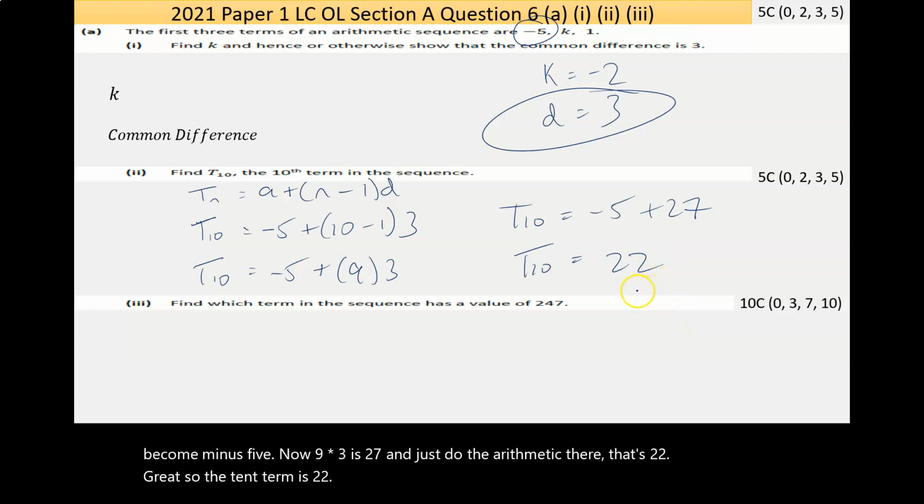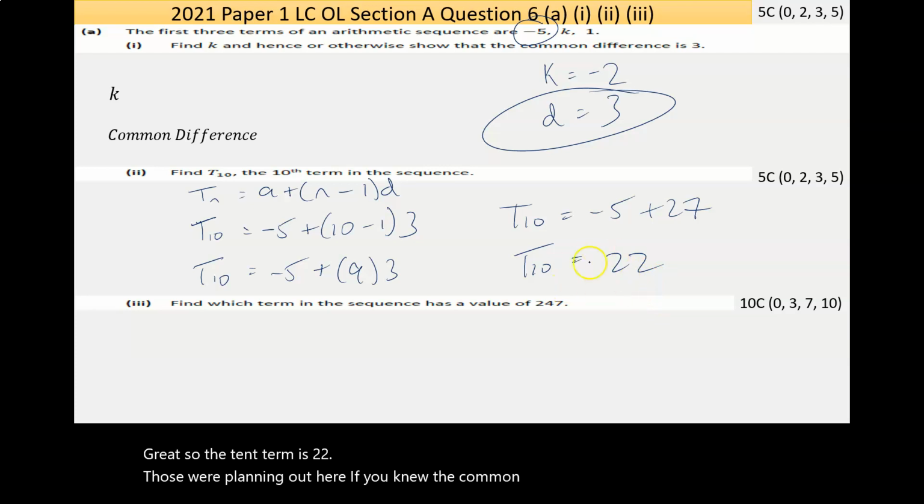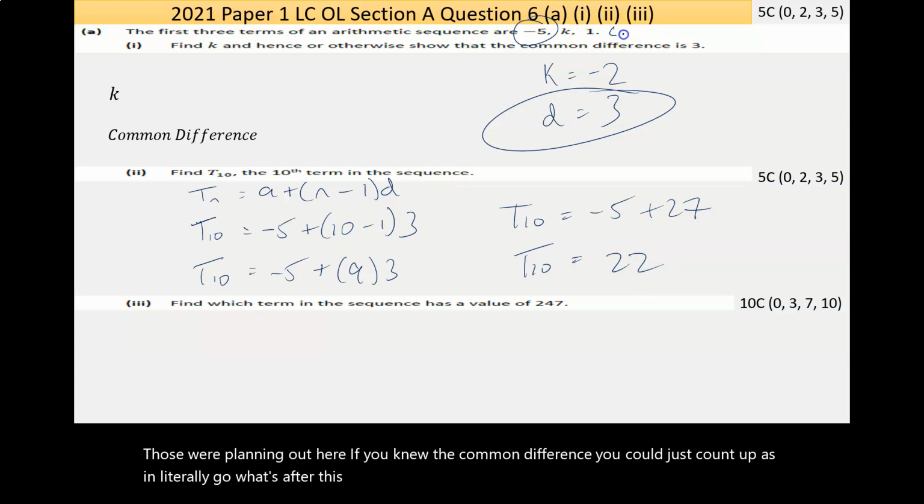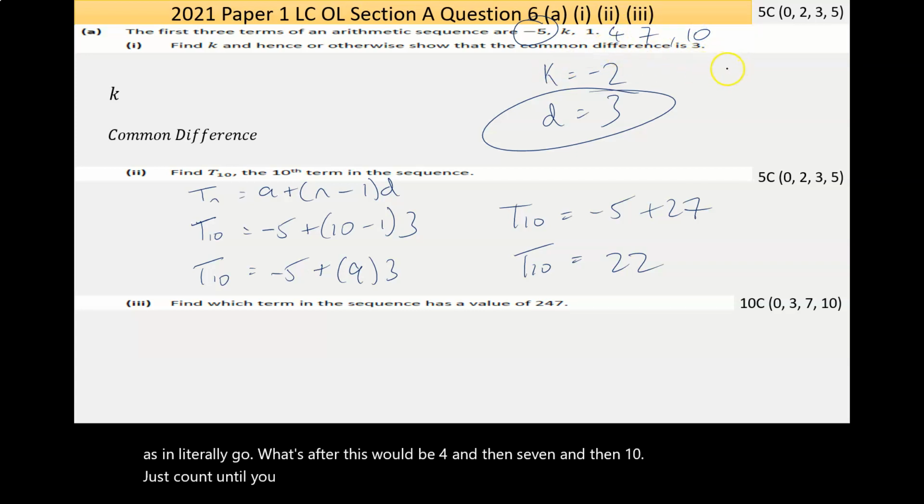Now it's worth pointing out here, if you knew the common difference, you could just count up, as in literally go, what's after this? This would be 4, and then 7, and then 10. Just count up till you have 10 things, and you'll get the same answer. So there can be intuitive ways of doing this if you know that.